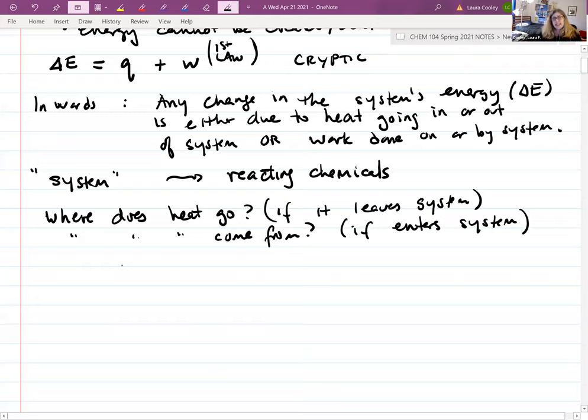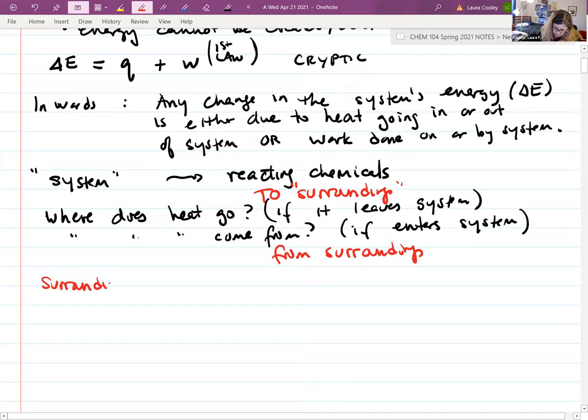So if heat is going away from the system, it's going to the surroundings. So that's the answer to this question, to the surroundings. And where is it coming from? It's coming from the surroundings. So the surroundings is really everything but the system, right? So if your system is reacting chemicals, so let's just write, system is the reacting chemicals. I mean, literally the molecules that are reacting or the atoms.